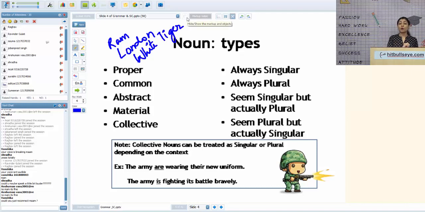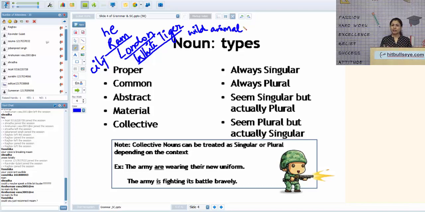This becomes a proper noun because I'm giving a specification to the person, place, animal or thing, right? But instead of using these names, for the guy I use the word he, for the place I use city, and for the animal I use the words like a wild animal. It makes it general and common. Now we don't know the specific name, but we have a generalization, so that becomes a common noun.